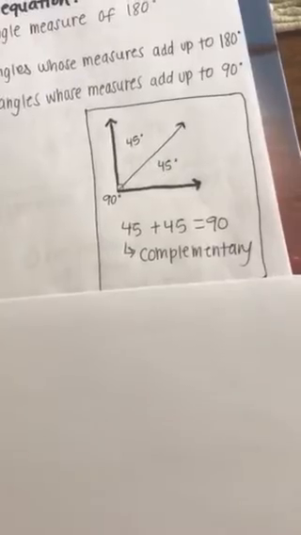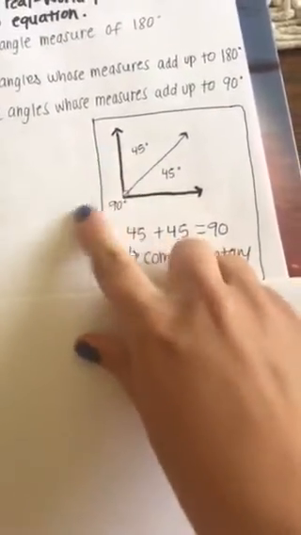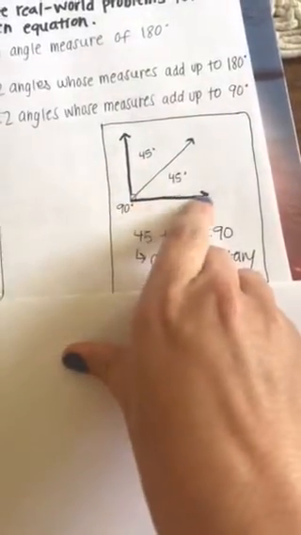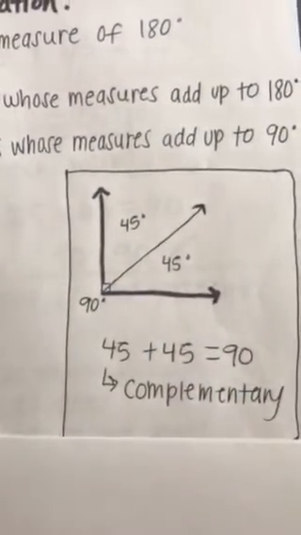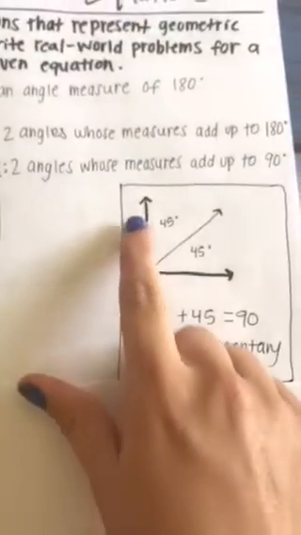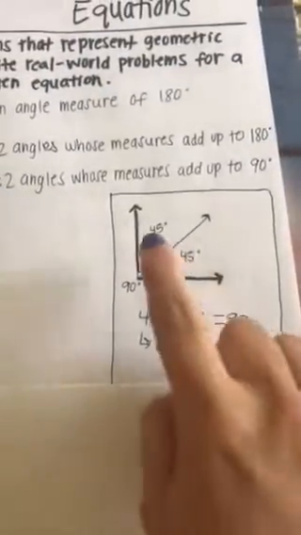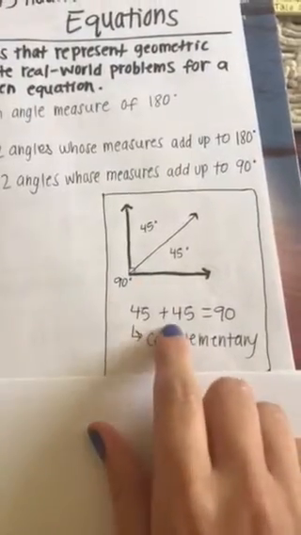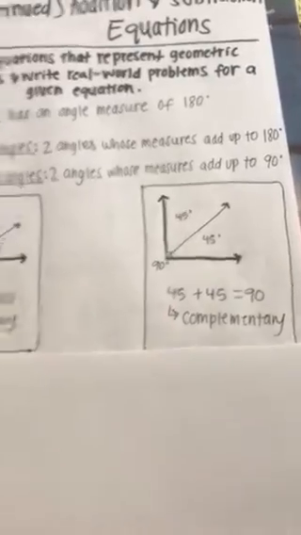Complementary angles are 2 angles that add up to 90 degrees. Notice that this is not a flat line. This kind of looks like the corner of a room. A right angle will always have that little square in the corner. So a right angle is 90 degrees, not a flat line like this. So 45 plus 45 equals 90, which means this is a complementary angle. These 2 angles are complementary because they add up to 90 degrees.